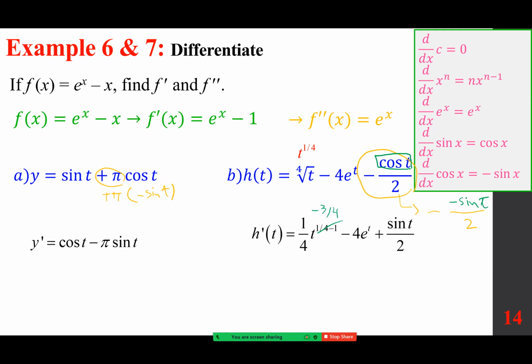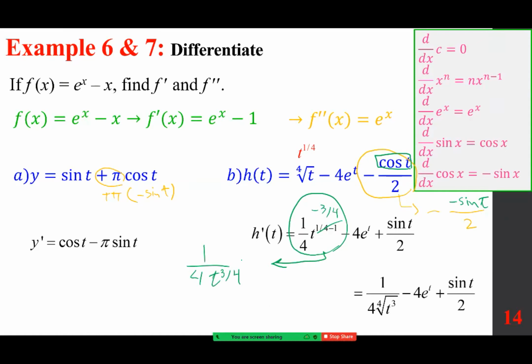This is negative 3/4. So this one we can write it as 1/4 t to the power of positive 3/4, which becomes 1/4 the fourth root of t cubed. The rest are straightforward.